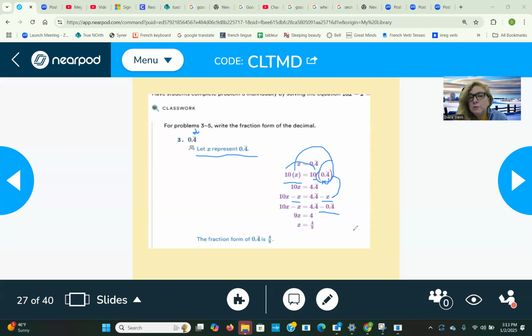And we follow through and subtract that from 4.4, giving us 4. And we subtract the x from 10x, and we have 9x. Okay, so we have 9x equals 4. Then we divide both sides by 9, and you end up with x equals 4 over 9.